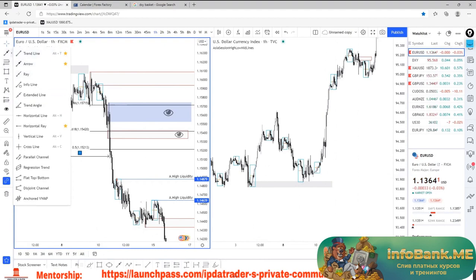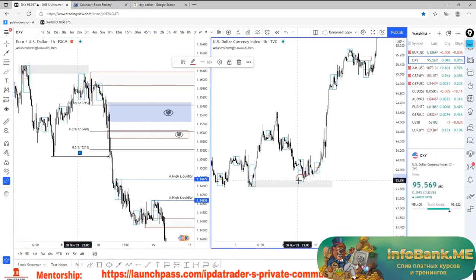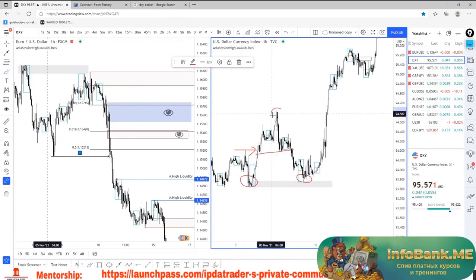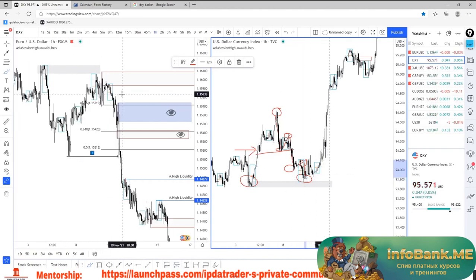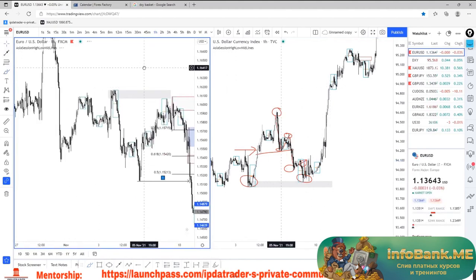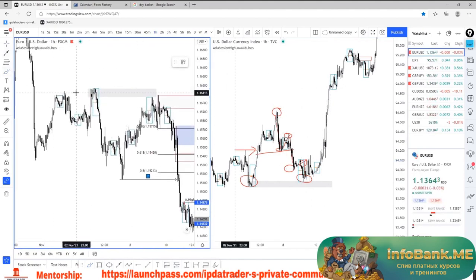Let me grab the tool. This one over here. As the DXY was mitigating this origin block over here, we have some trend liquidity being taken, we have a new high being established, and we have a retracement leg being built down. We can see how order flow is shifting as we create that retracement leg. As we mitigate this block, the Euro USD pair is doing exactly the opposite thing.